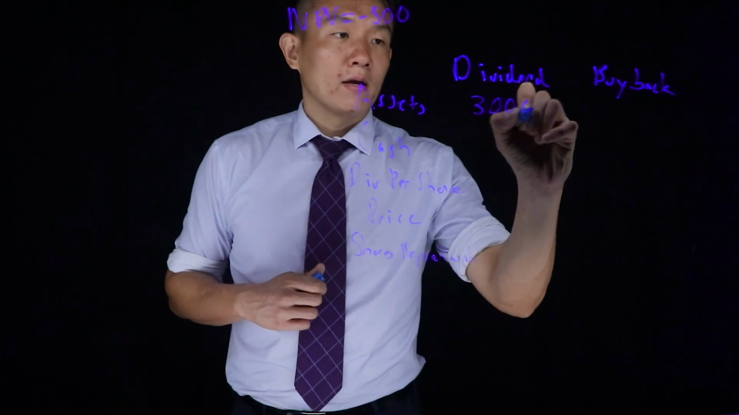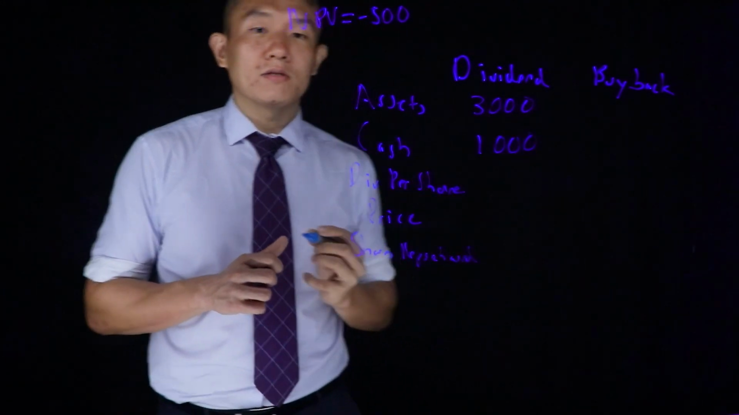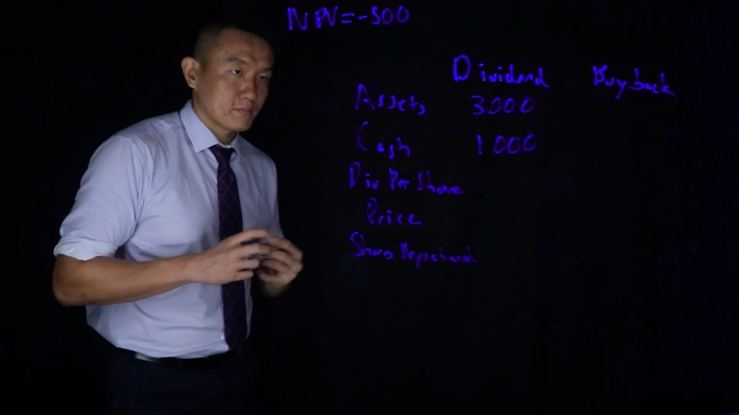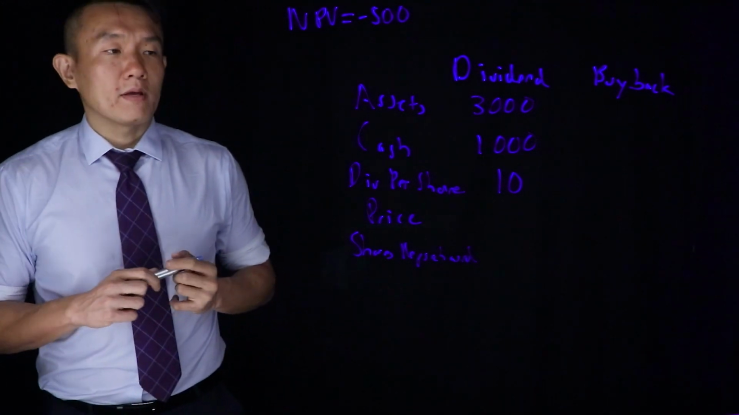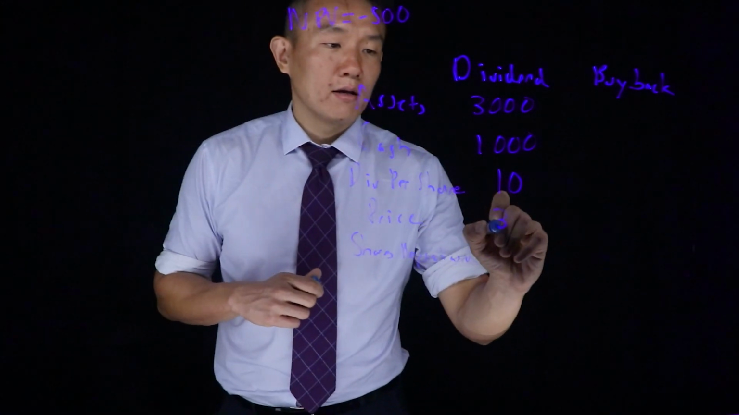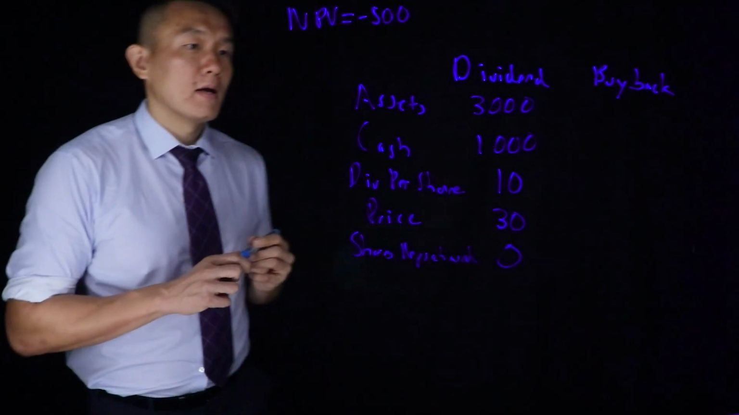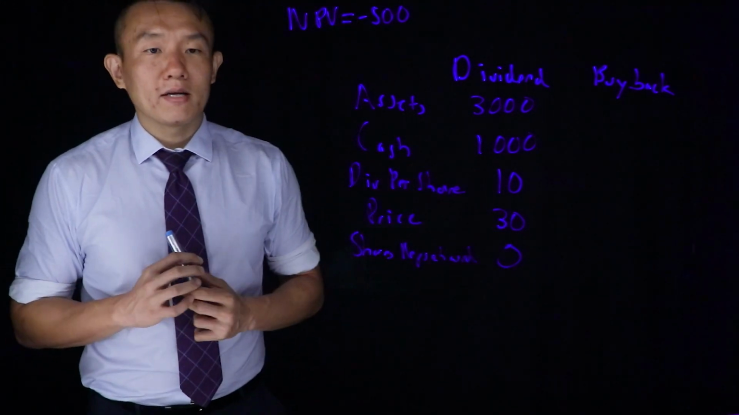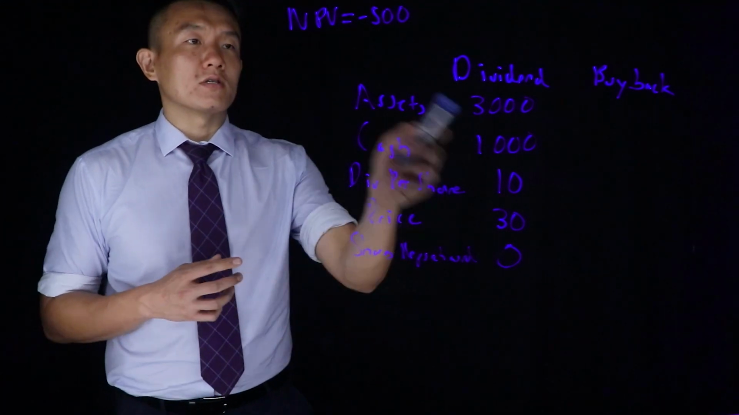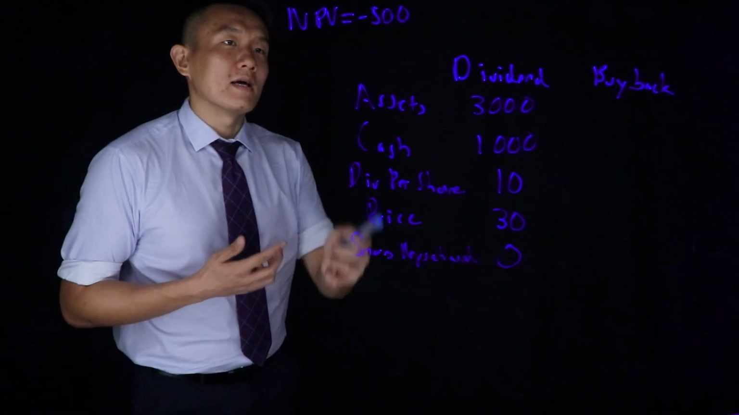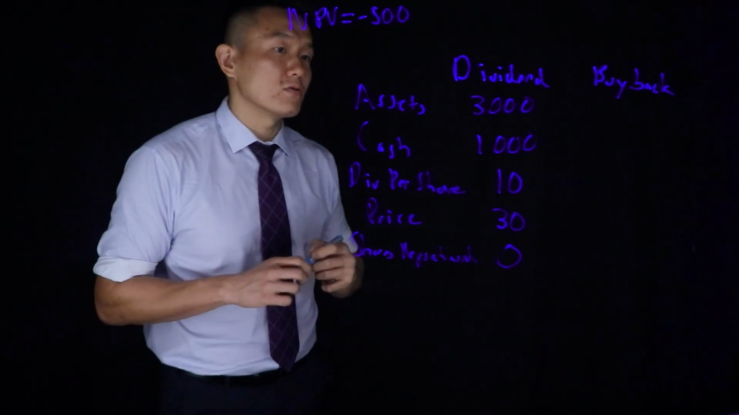So it still has 3,000 in assets. It has 1,000 in earnings from this period. So if it pays out the dividend, each investor will receive 10 and the share price will be 30. But let's say it didn't want to pay the dividend. What could it do instead? Well, what it's not going to do is invest in the project. Once again, investing in the project is a bad idea even though the firm has the money to do so.